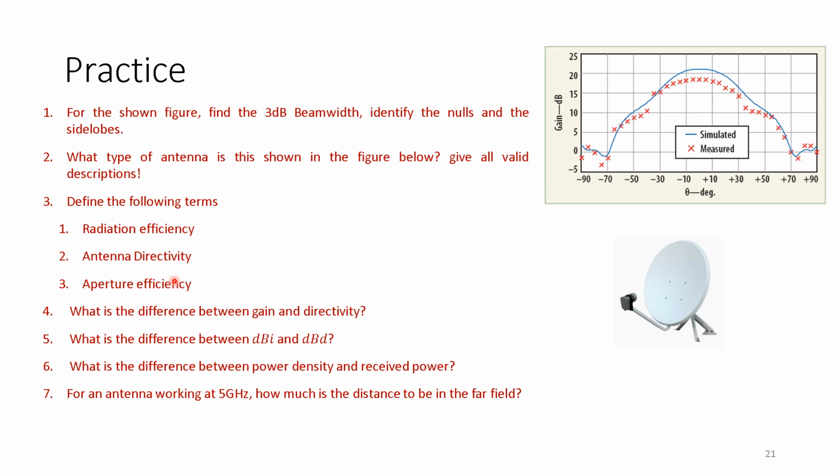What is the difference between dBi and dBd? What is the difference between power density and received power? And then for an antenna working at 5 GHz, how much is the distance to be in the far field? You need to go back to the slides. So please share your answers, at least to number 7, in the comment section so that we can cross compare.